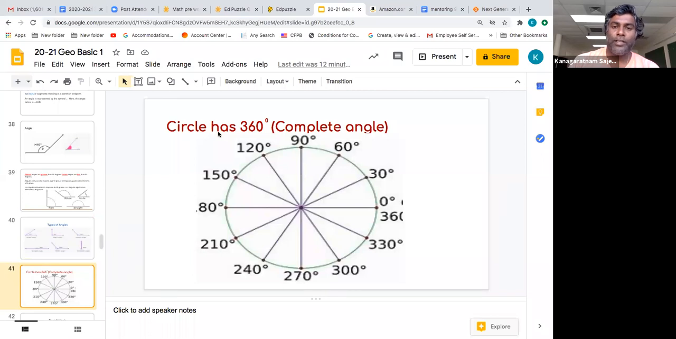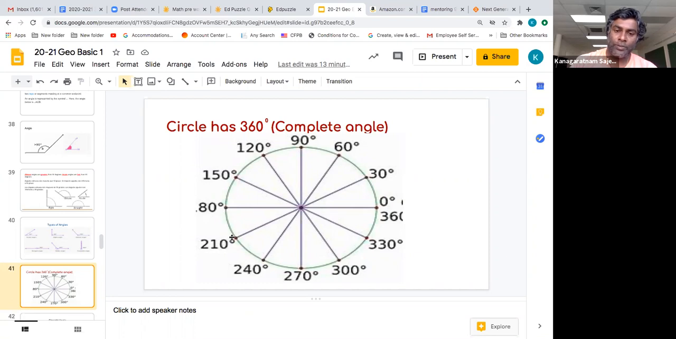So if you look at it, if you start from 0 and go all the way up here, it's 90 degrees, 30, 60. So these two are acute angles, and then it's a right angle. These are acute angles, less than 90 degrees, and then it's going to be an obtuse angle, more than 90 degrees but less than 180 degrees.